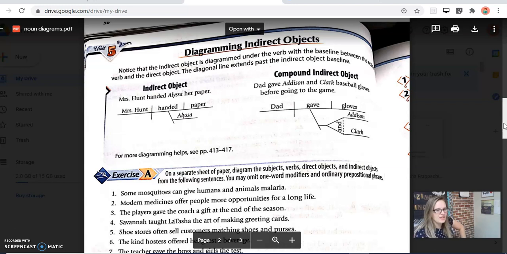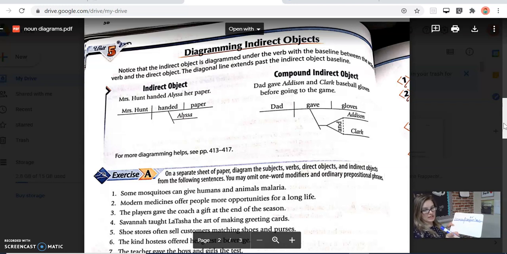Some mosquitoes can give humans and animals malaria. So if we're analyzing this, the subject is mosquitoes. Give us a big baseline. Because some is modifying mosquitoes, so that would be used as an adjective. Mosquitoes, the action verb is what? Can give. It is a verb phrase, and this is a helping verb. Can give is the verb. Give what? Malaria. M-A-L-A-R-I-A.